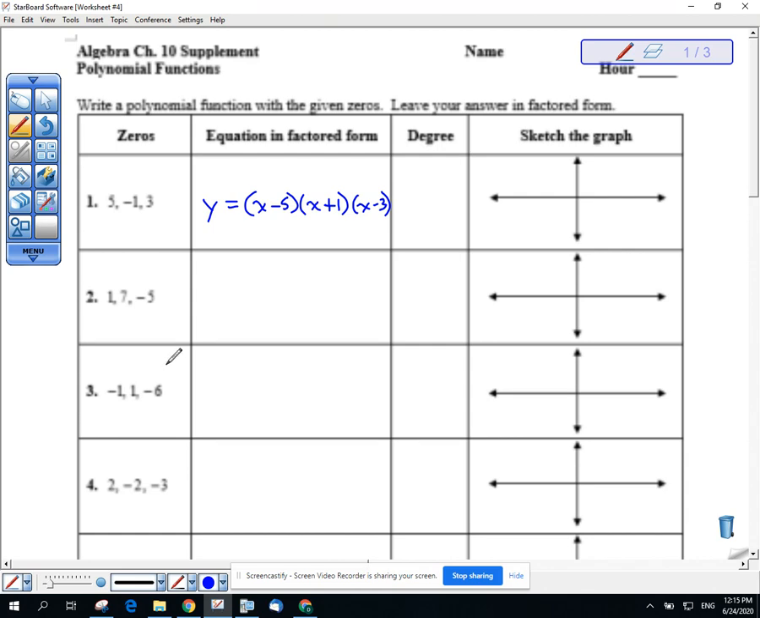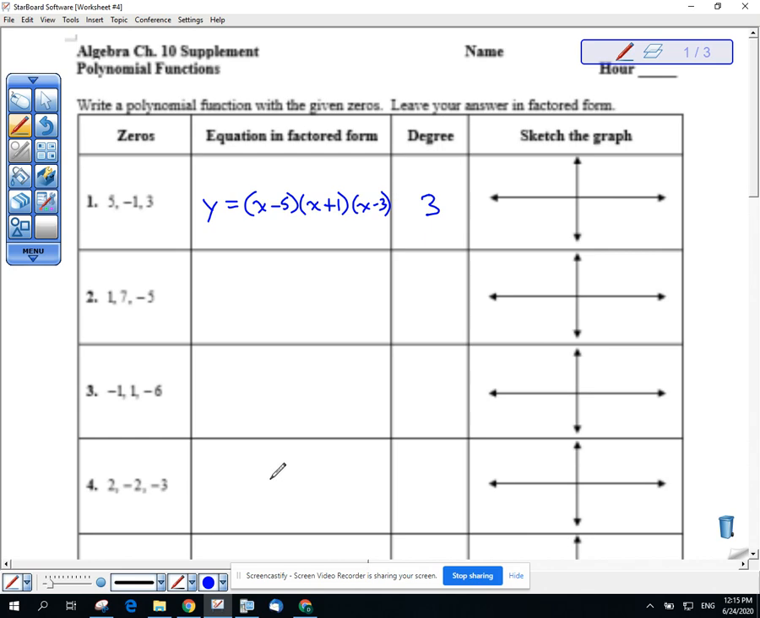Okay? Now, that has a degree. We've talked about degree as well. If you multiplied this whole thing out, wouldn't you have an x cubed as the first term? So the degree is 3. And that then leads to how many directions there are on the graph. This is going to be something that goes up, down, up.